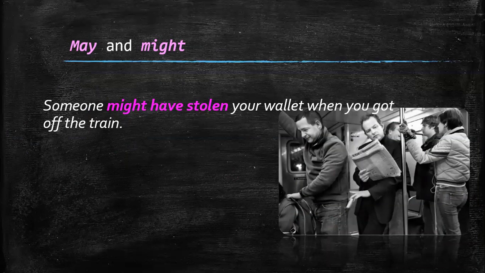Someone might have stolen your wallet when you got off the train, okay? Also, here is for the past, okay? It's might and present perfect, okay? So it's something that is a probability, a possibility for the past.